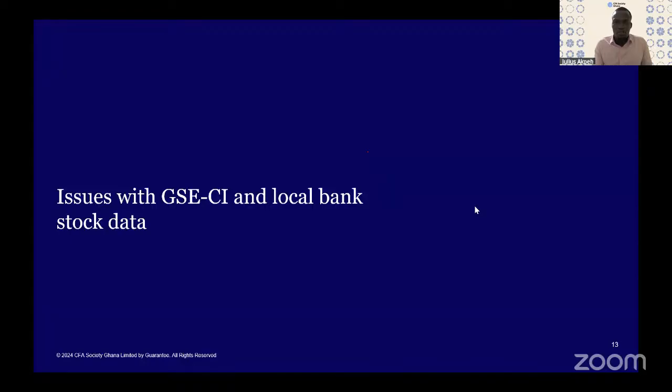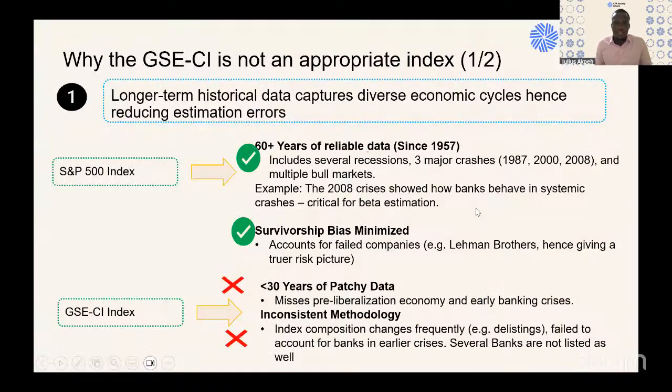So let's get into the GSE matters. Let's look at it. You see, I placed here just some few arguments. There are a lot I could talk about, but just some few arguments here, right? Now, why is the GSE not an appropriate index to use? So the first argument I want to make is around long-term historical data. Long-term historical data captures diverse economic cycles, hence reducing estimation errors. You see, the use of shorter-term data is not advisable because equity is a long-term instrument, right?